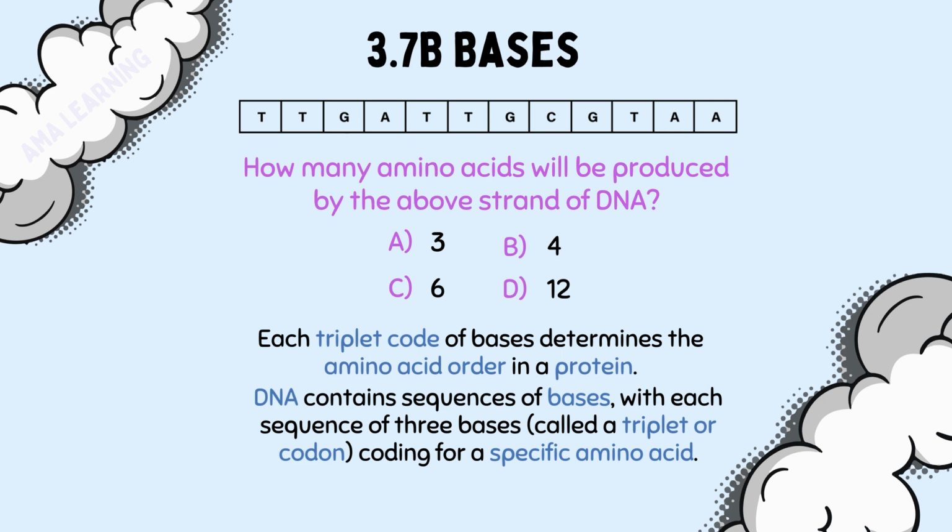amino acid. In this case, T, G bases will make an amino acid. A TT bases will make the second amino acid. CG bases will make the third amino acid, and TAA bases will make the fourth amino acid. So, the correct answer is option B, as 4 amino acids will be made.